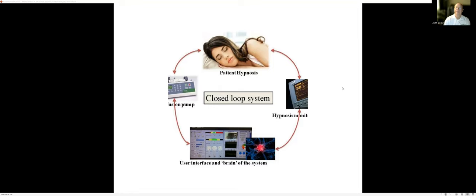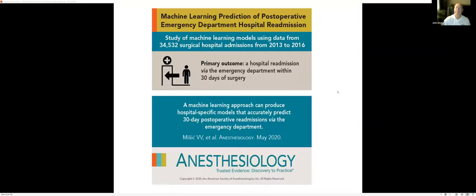And although some people think that this means that anesthesiologists will be out of a job, everyone who knows anything about anesthesia knows that that's an unlikely scenario, at least for the next many, many years.